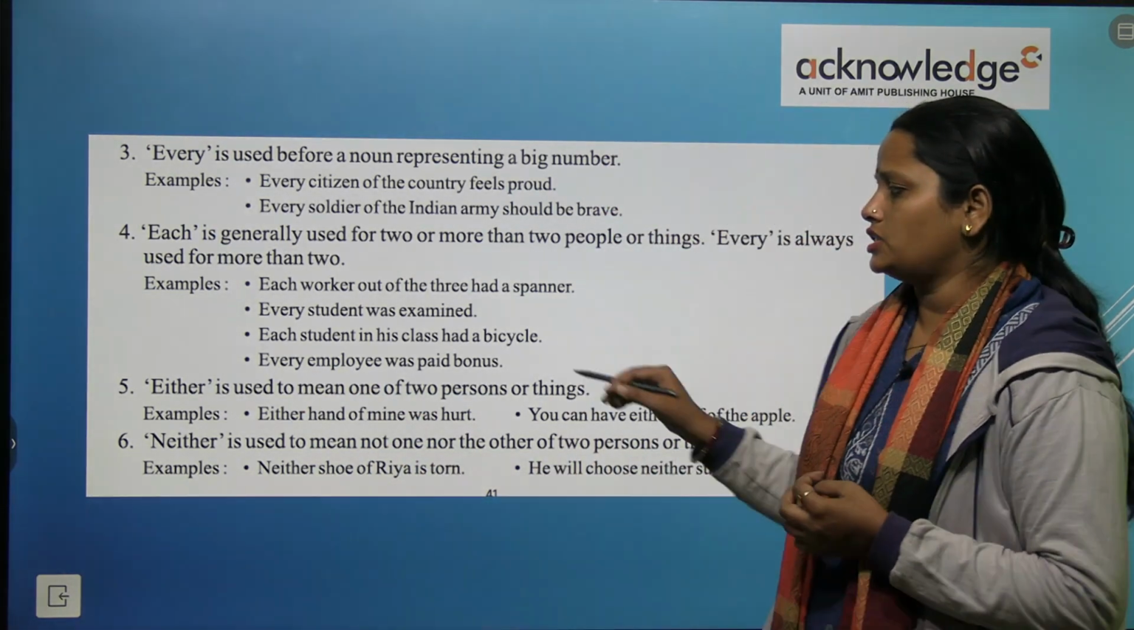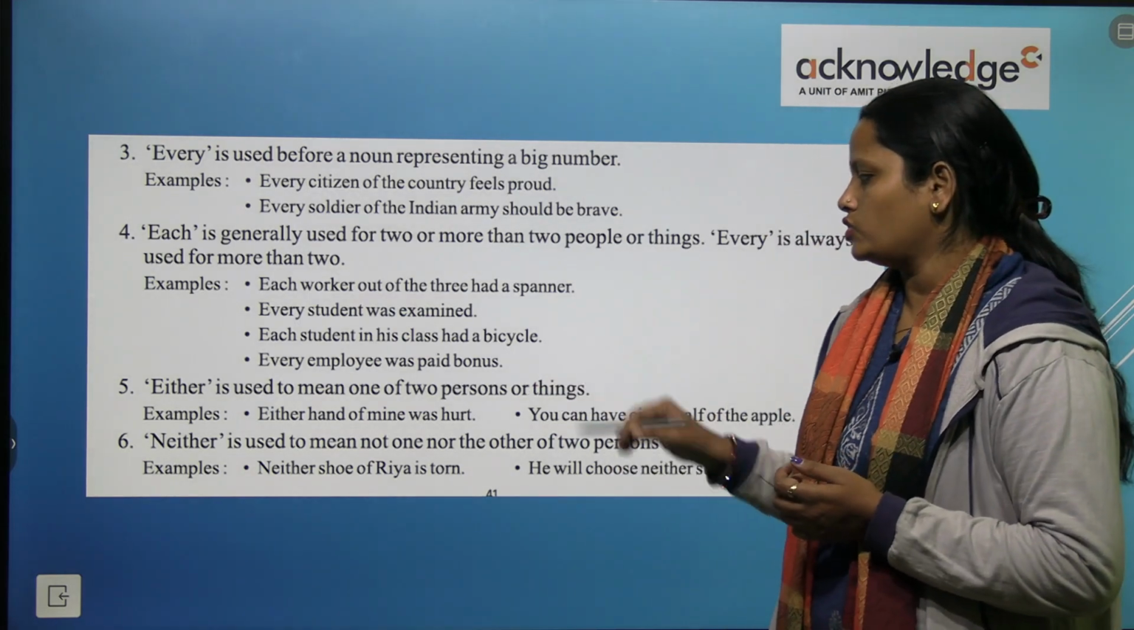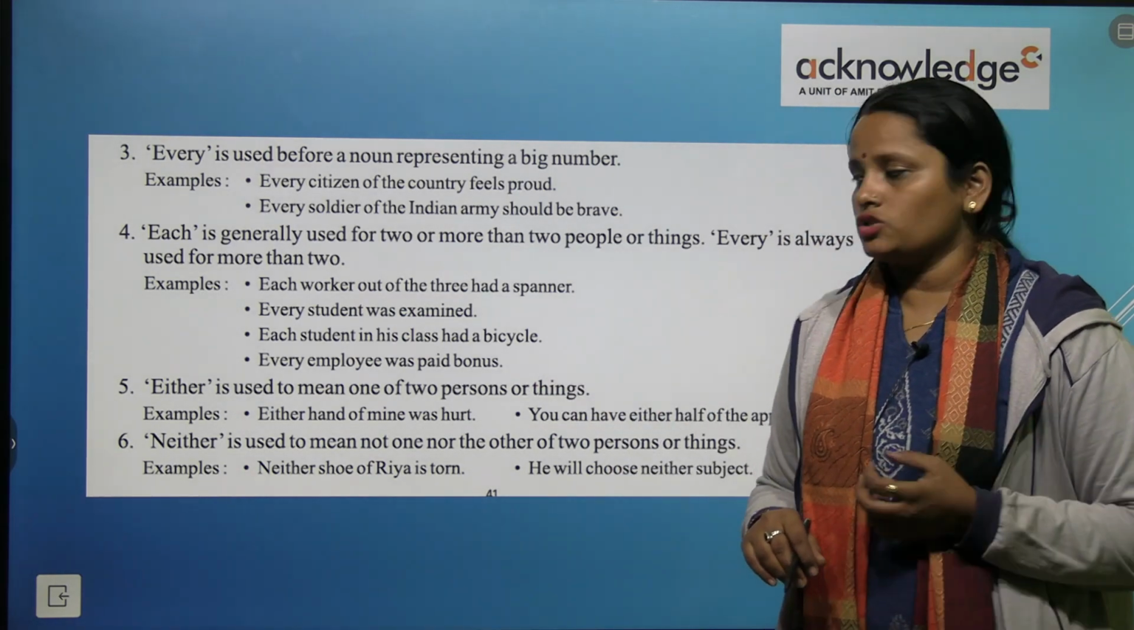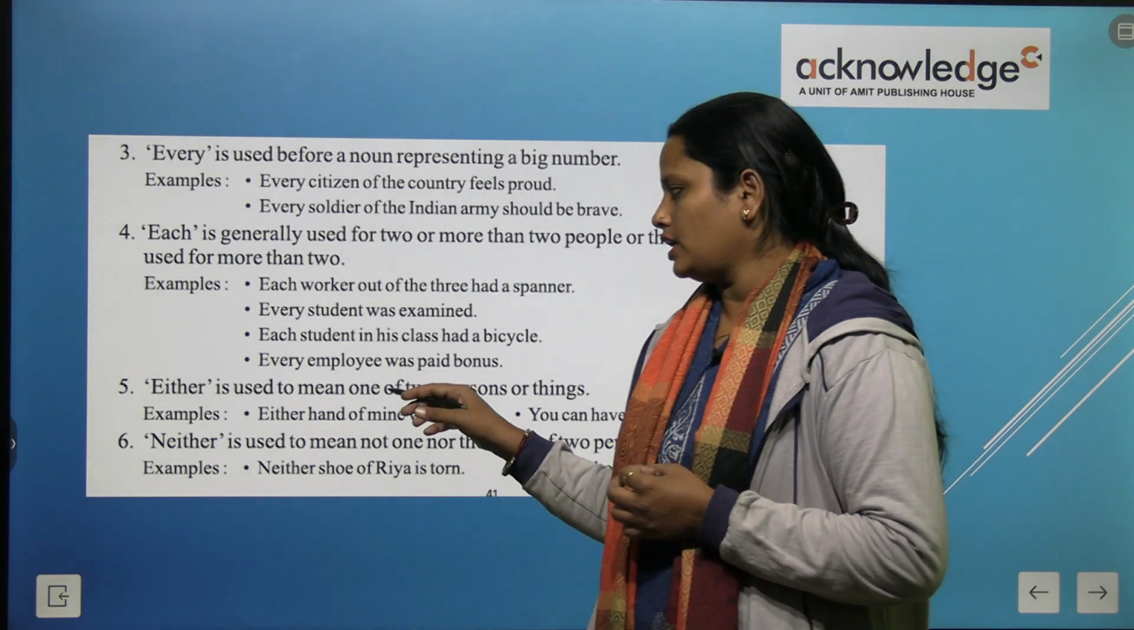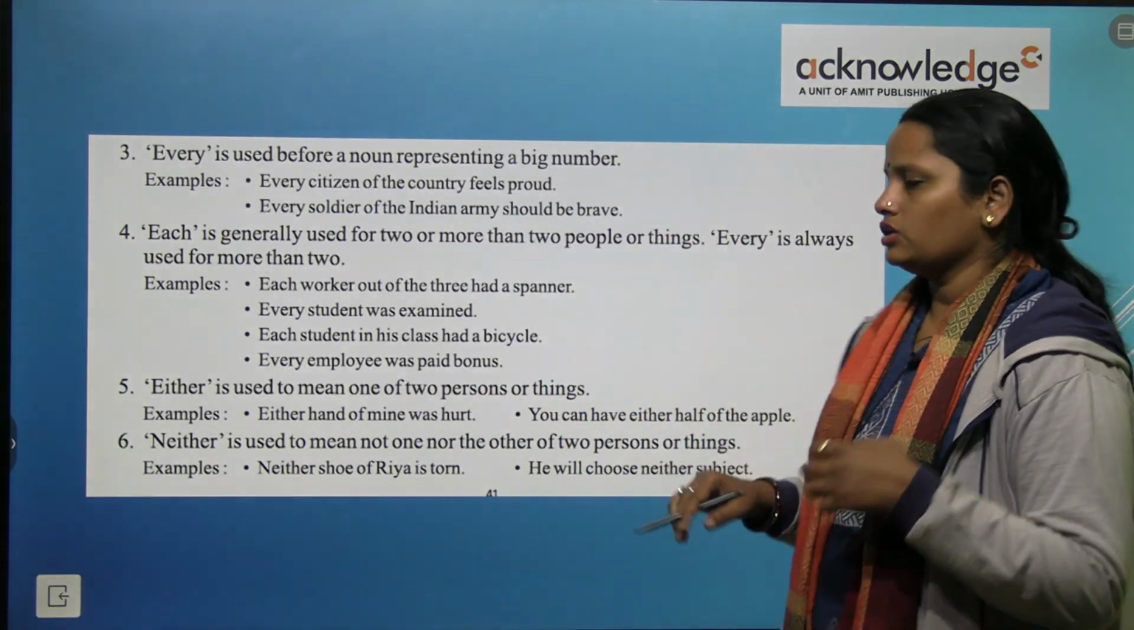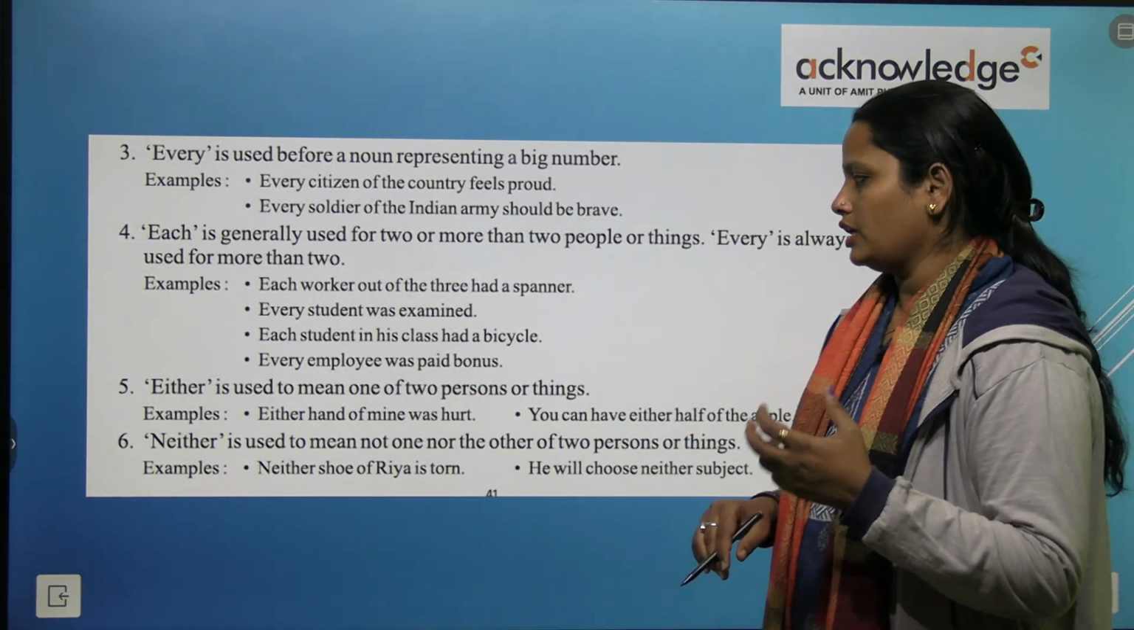Next is either. Either is used to mean one of 2 persons or things. So either जो यूज किया जाता है वो कब यूज किया जाता है, जब एक या 2 जो है person या फिर thing हो.